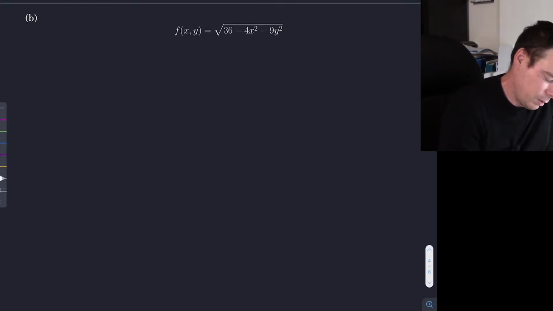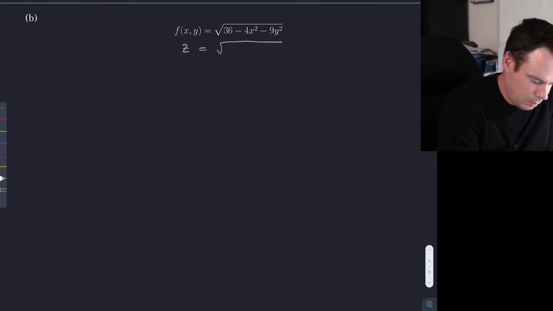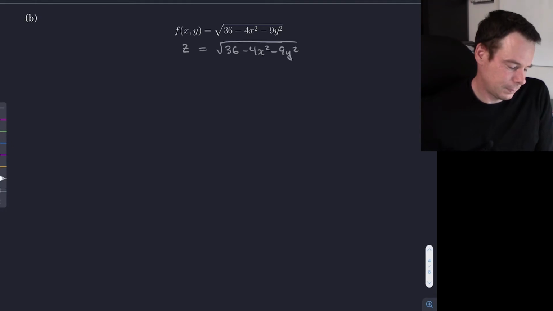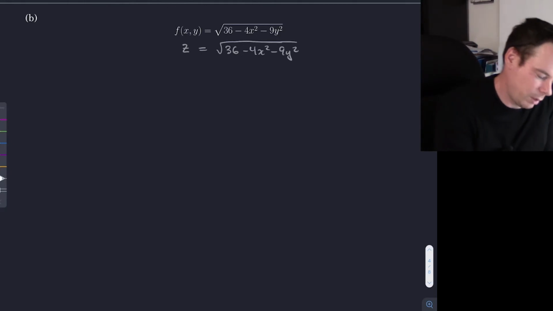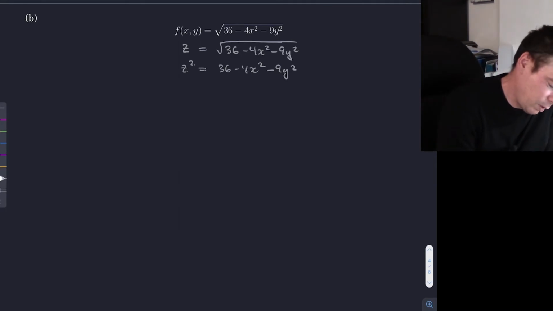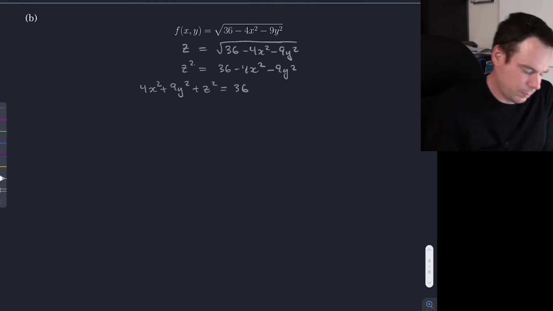And what does it look like? Well, the graph is going to consist of all points x, y, and z that satisfy this equation. So x, y, and z have to satisfy that equation. I'm just going to rearrange this equation a little bit to see if I can get a feel for what this object is. So I can square both sides. 36 minus 4x squared minus 9y squared. I can push everything involving the variables to one side. So 4x squared plus 9y squared plus z squared is equal to 36.